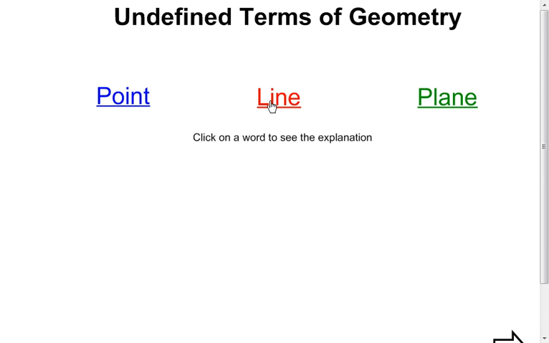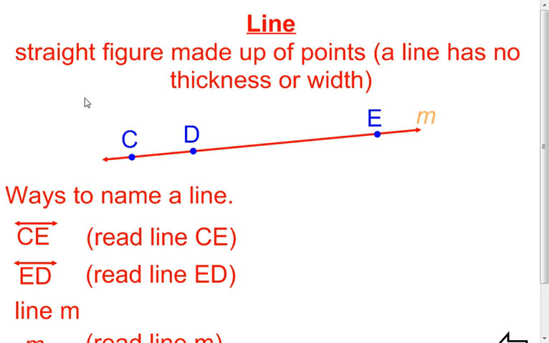Now we can look at a line. Now a line, this is something that's straight. You don't ever have to say straight line, kind of redundant. So if you want to talk about a line, just say line and everybody's going to know that it's straight. But it's made up of points. And a line, similar to a point, is not going to have any thickness or width. Now here I have a line, and notice it has 3 different points on it. It also has this M out here. We're going to use these to name this line.